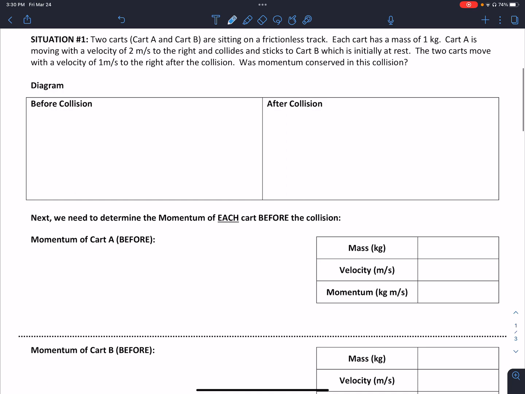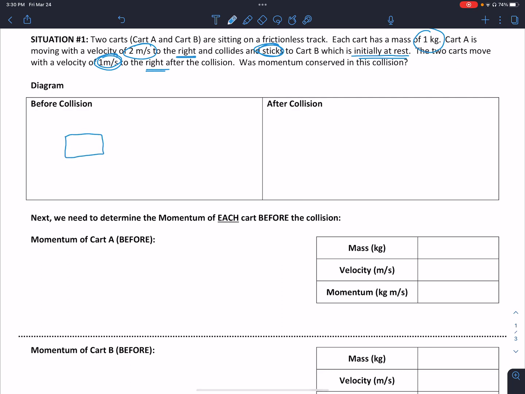We have two carts, cart A and B, sitting on a frictionless track. Each cart has a mass of 1 kilogram, and cart A is moving with a velocity of 2 meters per second to the right. It collides and sticks to cart B, which is initially at rest. The two carts move with a velocity of 1 meter per second to the right after the collision. Was momentum conserved?